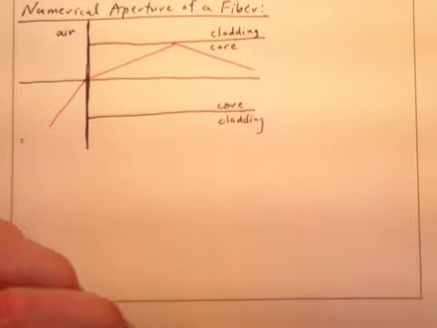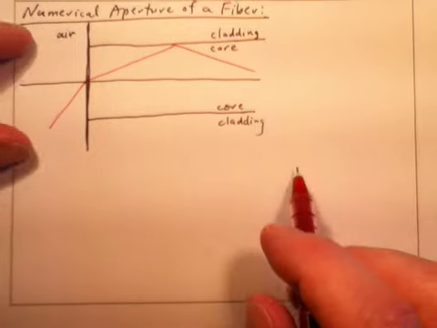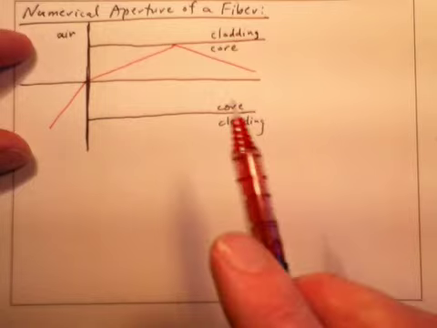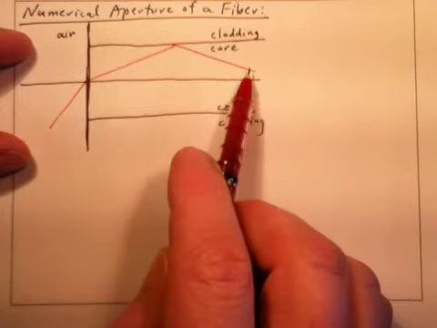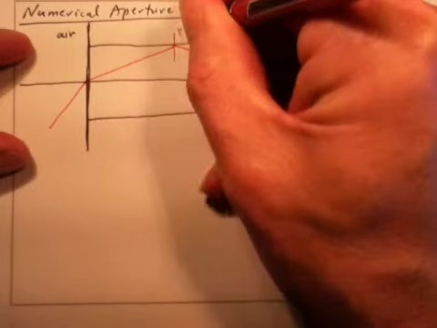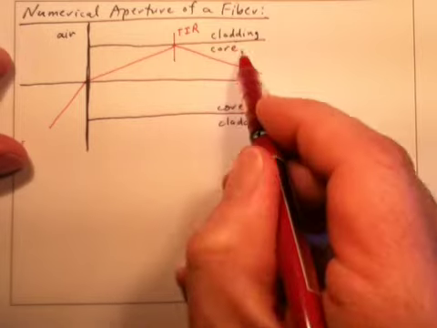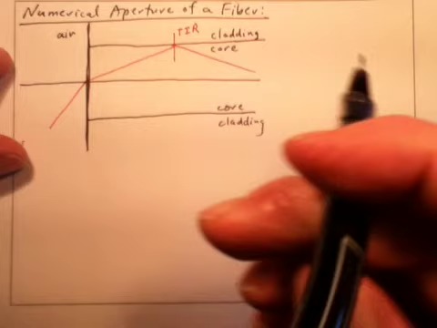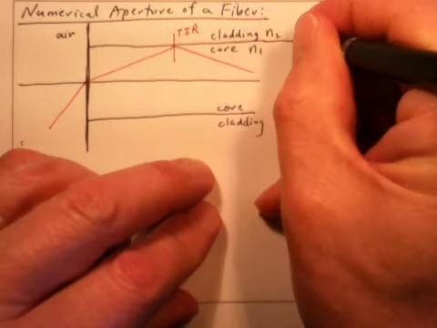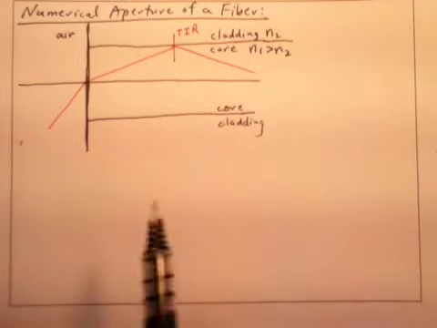And so what we're after is a ray which characterizes the acceptance angle, the acceptance cone of the fiber. So when we say that the ray is accepted into the core of the fiber, we mean it undergoes total internal reflection at the interface between the core and the cladding. Remember, the core index, N1, is greater than the cladding index, N2. And we're going to assume that the index of the air is 1.